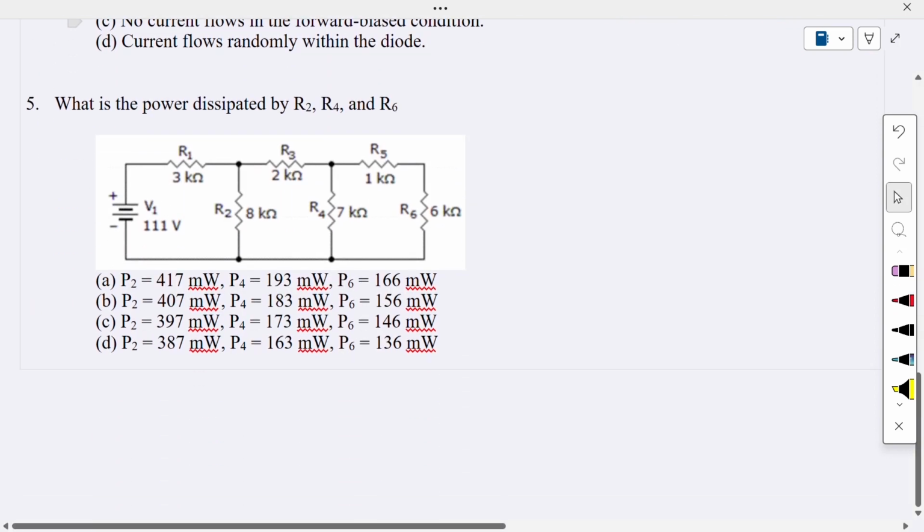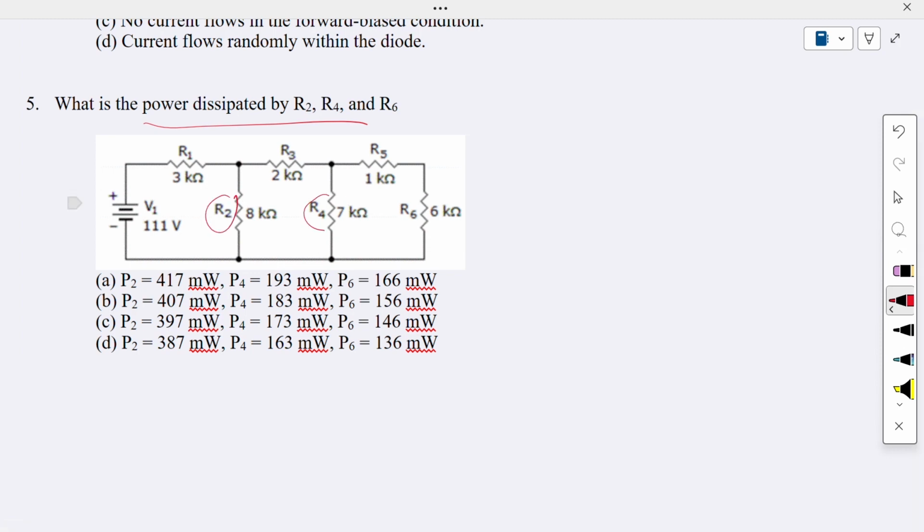Okay, so next we see what is the power dissipated by R2. This is our R2, this is R4 and R6. What is the power dissipated on this? We need to calculate the power, which is equal to V squared divided by R. So we need to find the voltage here, and then we can calculate the power dissipated across resistor R2. In this case, we can put some nodes here. Let's say this is node A and this is node B.